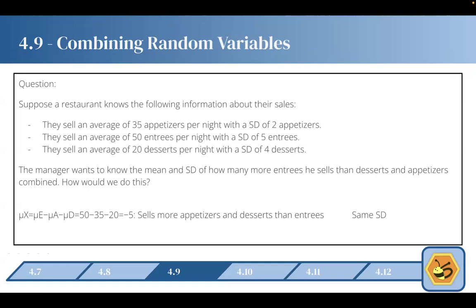Okay, any questions with how we did this one before I move on to 4.10, which is the binomial distribution? All right, let's do it.